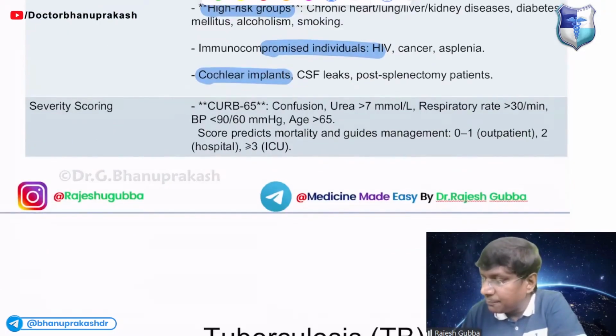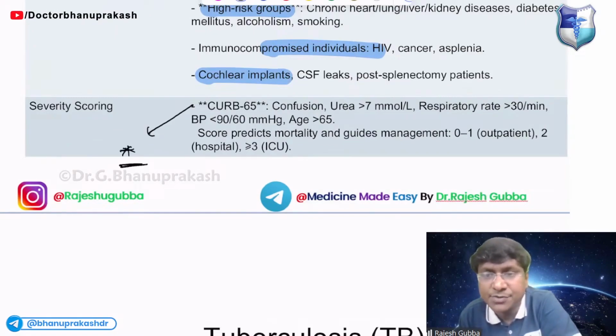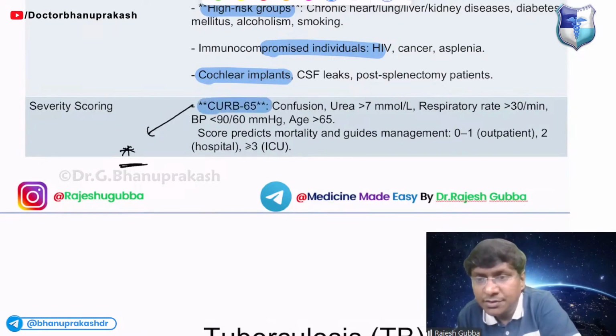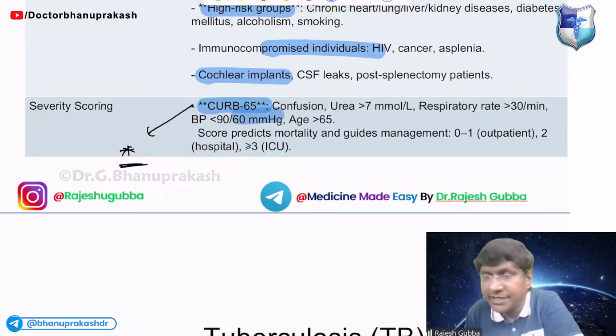And a very, very important discussion will be the CURB score. So CURB-65, right? C is confusion, U stands for urea, R stands for respiratory rate, B stands for blood pressure less than 90/60, and 65 stands for the age of the individual more than 65 years, right?